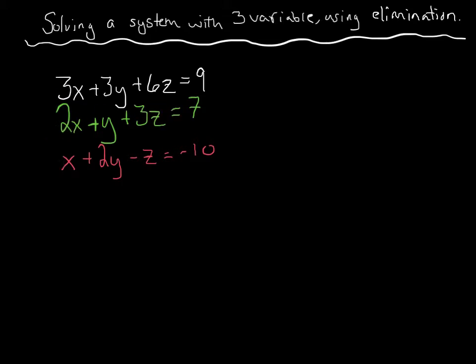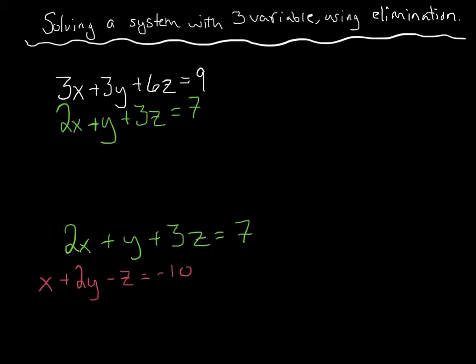So I'm going to write this. So 2x plus y plus 3z is equal to 7. Okay? So now, I want to use this equation, and I need to manipulate the coefficient of x to be something that will be opposite of 2. Well, that's pretty easy. All I need to do is multiply this equation by a scalar of 2.